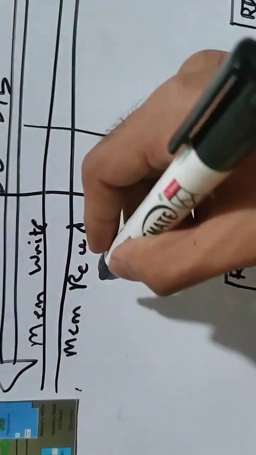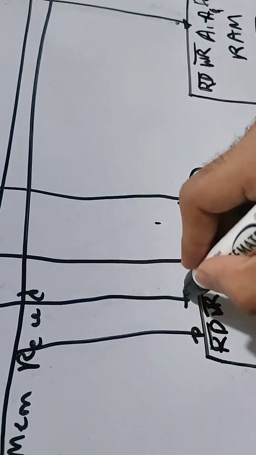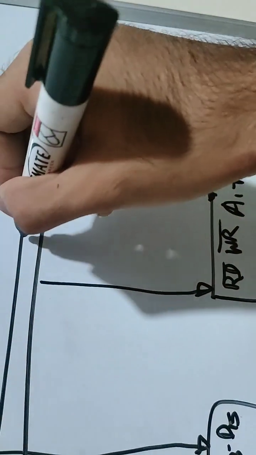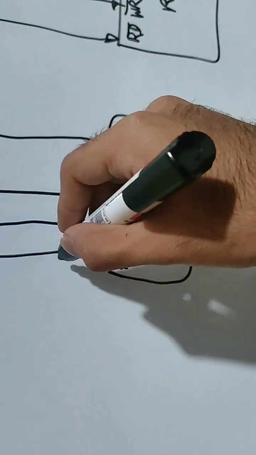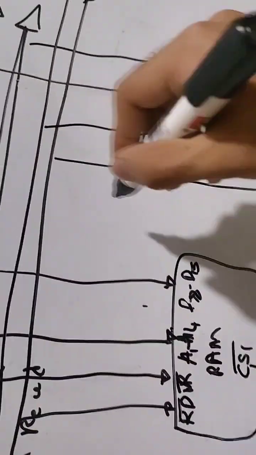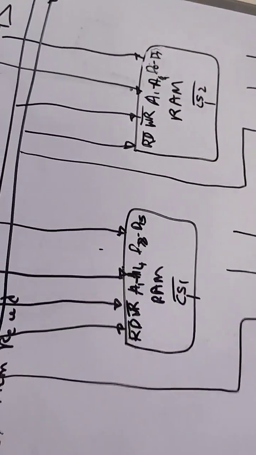So now we need to connect read with read and write with write. Basically, that's all you need to do. By the way, if you want, you can connect read here also, like that, and here also you can do the same thing, read.